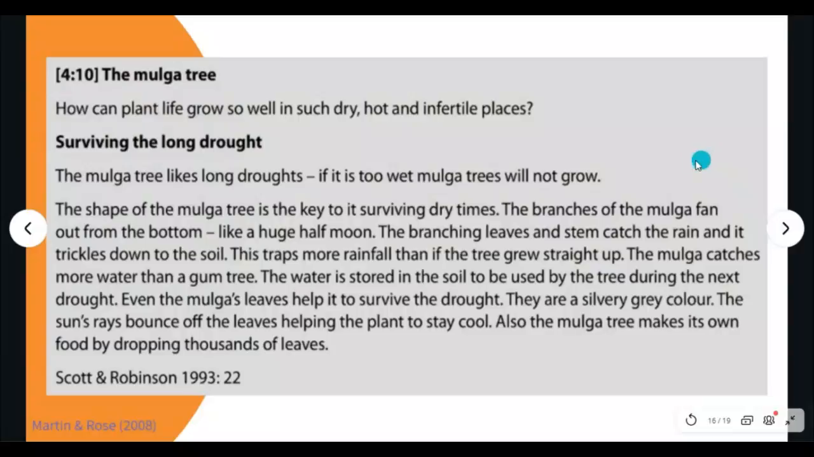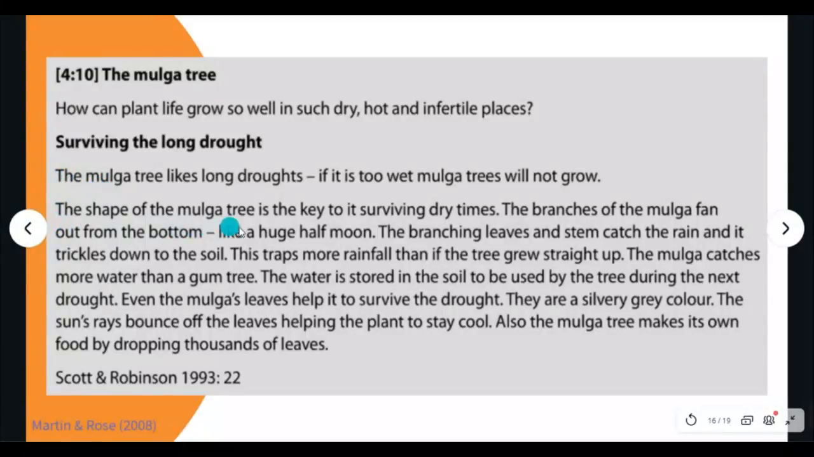This is the explanation about the mulga tree. And here is the title. How can plant life grow so well in such dry, hot, and infertile places? The mulga tree likes long droughts. If it is too wet, mulga trees will not grow. So this is the opening, and then the rest of the paragraph will contain the explanation or the process of how it is growing.